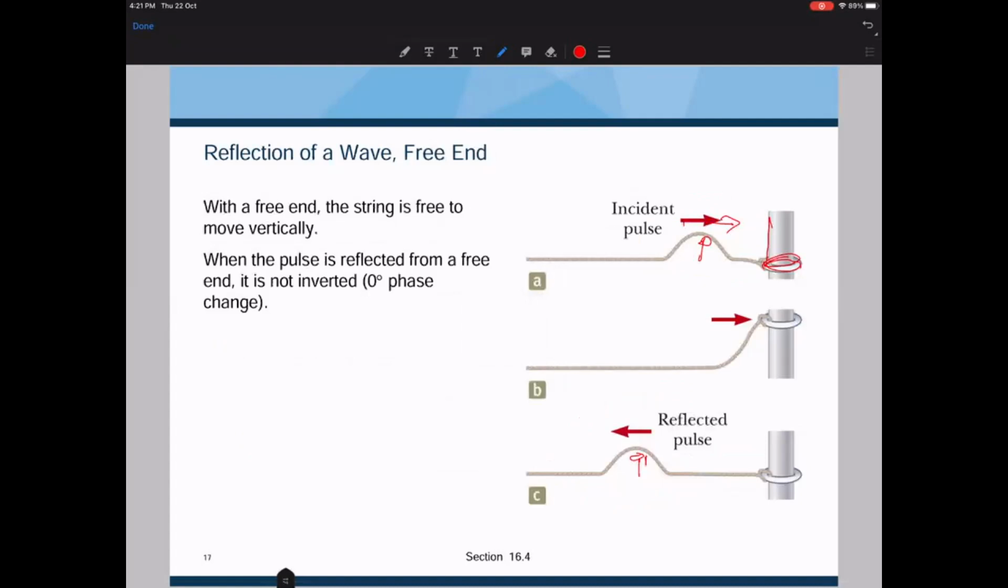The ring, if it is on a smooth pole, is just brought into motion by the upward force of the string. So it does not provide any reaction force. That is, of course, provided that your pole and the ring are smooth.